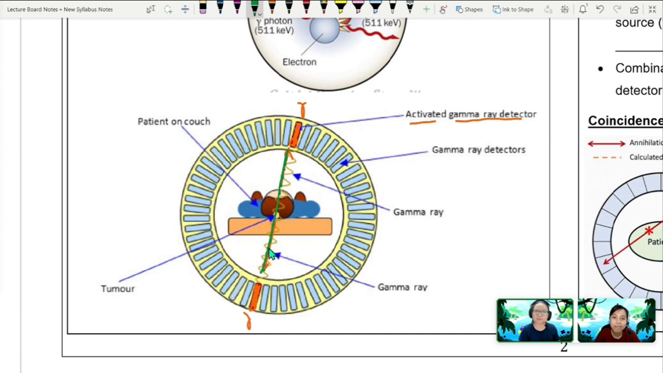But teacher, this line is a very long line. Is the tumor here? Is the tumor here on the forehead? Is the tumor here at the back of the brain?